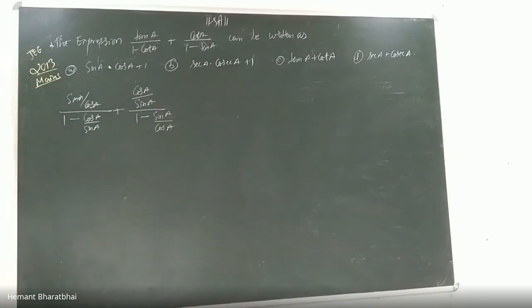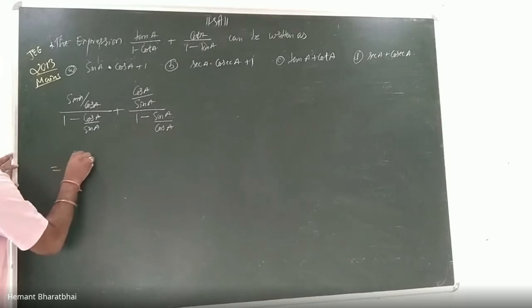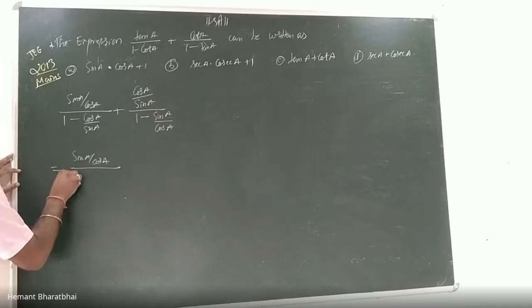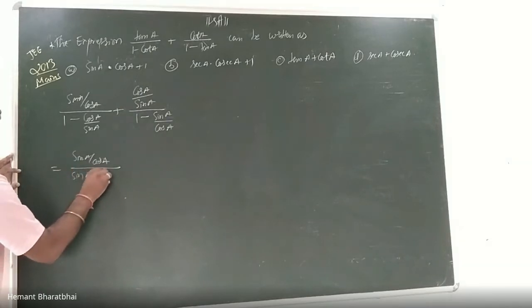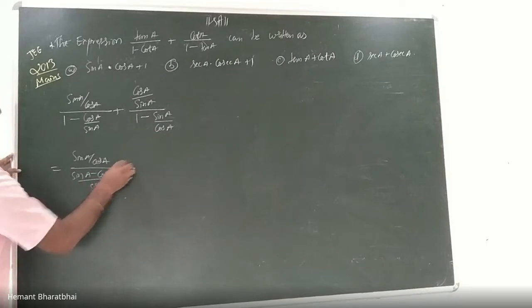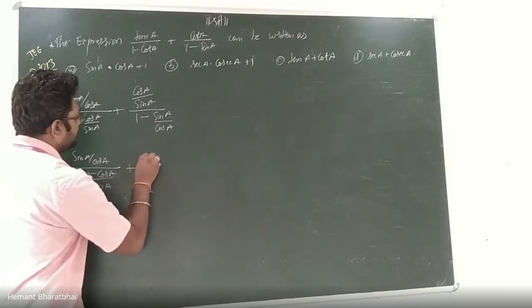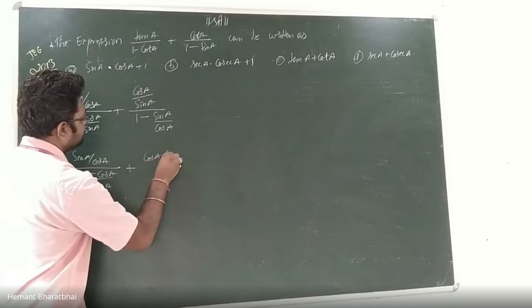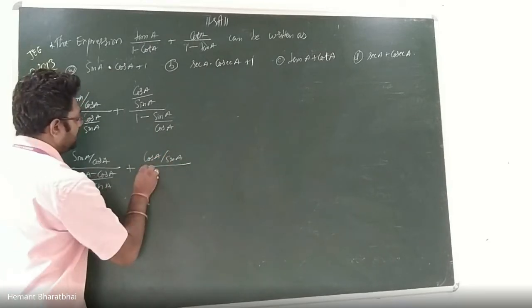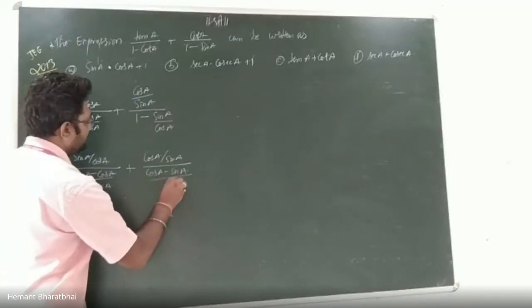The next logical step which I am going to do is equalize the denominators. So sin A by cos A, the whole upon (sin A minus cos A) upon sin A, plus here also cos A by sin A, the whole upon (cos A minus sin A) the whole upon cos A.